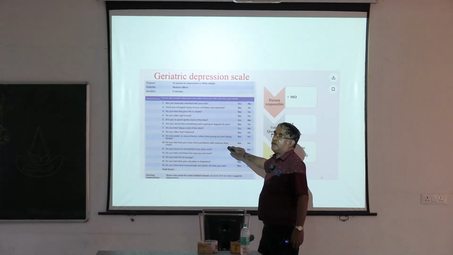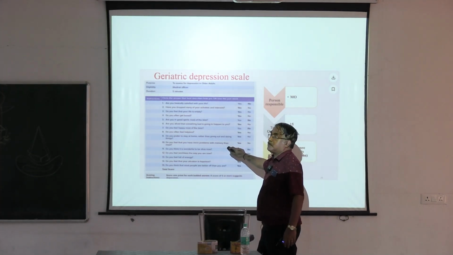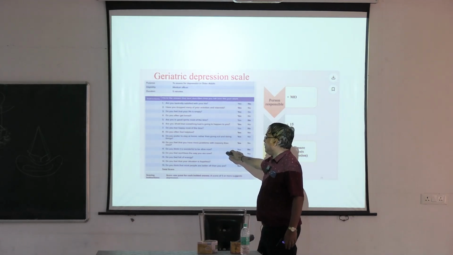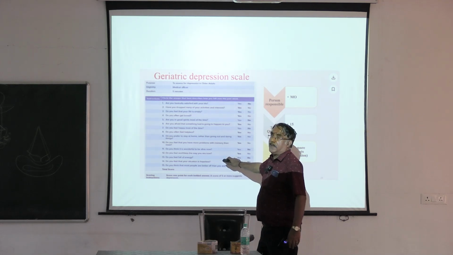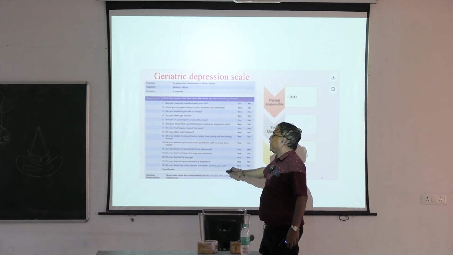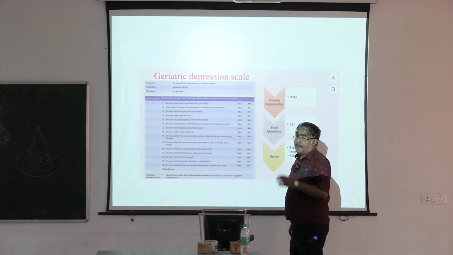Do you feel that you have more problems with memory than most? Do you think it is wonderful to be alive now? Do you feel it is worthless the way you are now? Do you feel full of energy? Do you feel that your situation is hopeless? Do you think that most people are better off than you are? So this is the geriatric depression scale.